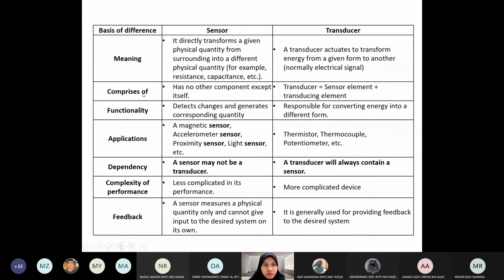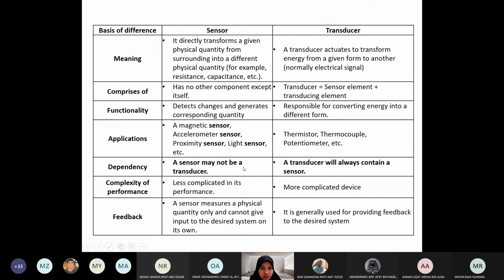Okay, a transducer comprises a sensor element and a transducing element, but a sensor has no other component except itself. The functionality of a sensor is to detect changes and generate a corresponding quantity. A transducer is responsible for converting energy into a different form. Applications of a sensor: magnetic sensor, proximity light. Examples of a transducer are thermistor, thermographer, and potentiometer.